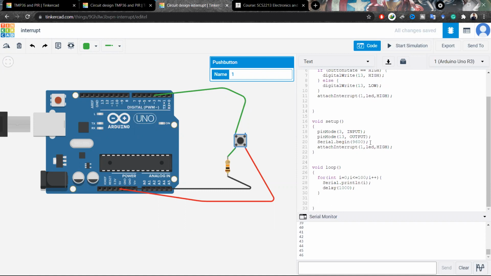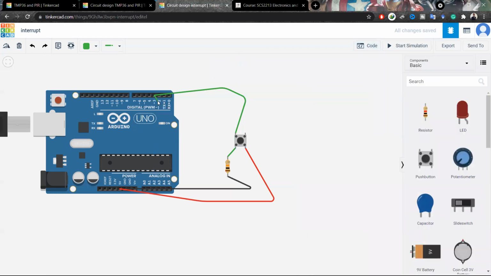Then I'm using this serial monitor. Because of that, I define the baud rate as Serial.begin(9600), right? Then I'm going to attach my interrupt, right? So attachInterrupt. I use the number 1, referring to digital pin number 3, right? If I put 0 here, in that case, you have to remove this from here and put it into pin number 2, right?